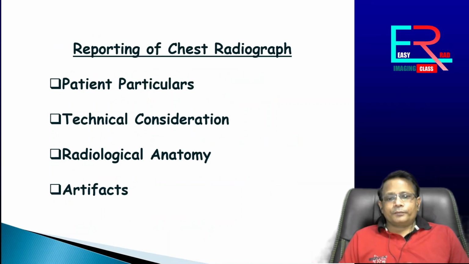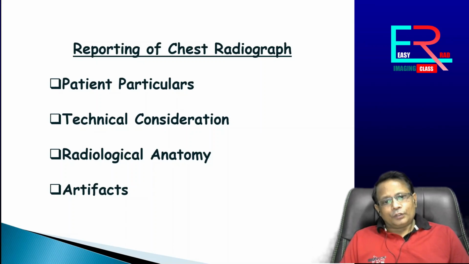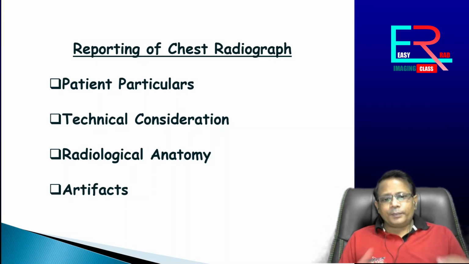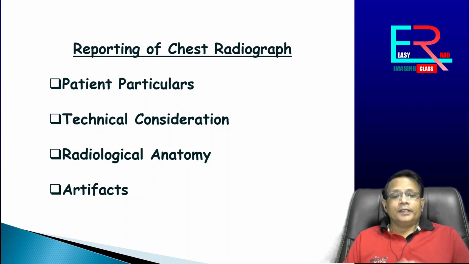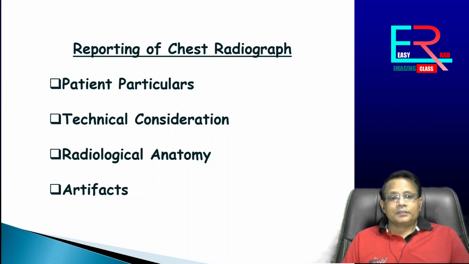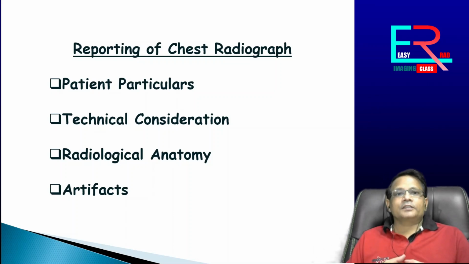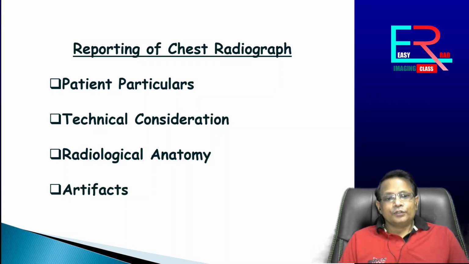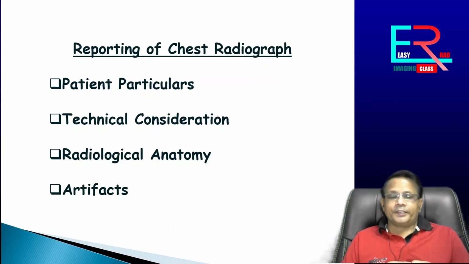So how do we report a normal chest radiogram? For simplicity, we can divide it into 4 parts: patient particulars, technical considerations, radiological anatomy and artifacts. We must go through all these 4 parts. Before starting the chest radiograph, you must have all the clinical notes of the related patient.